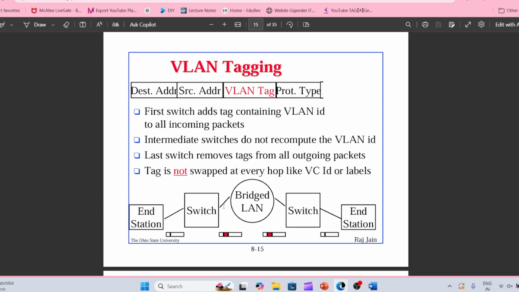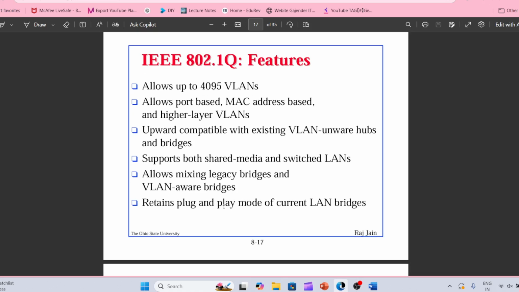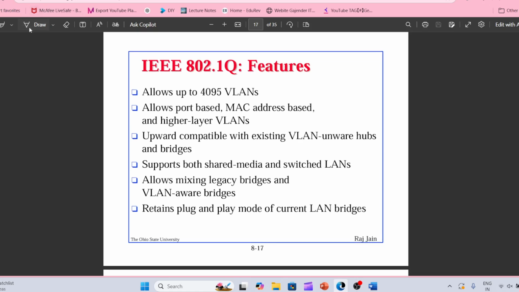Where it has been enabled, this is important from the exam point of view. So this is important from the exam point of view. Yes, so I request you please read this.